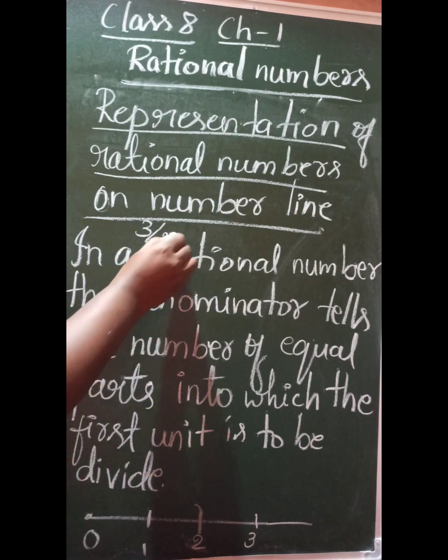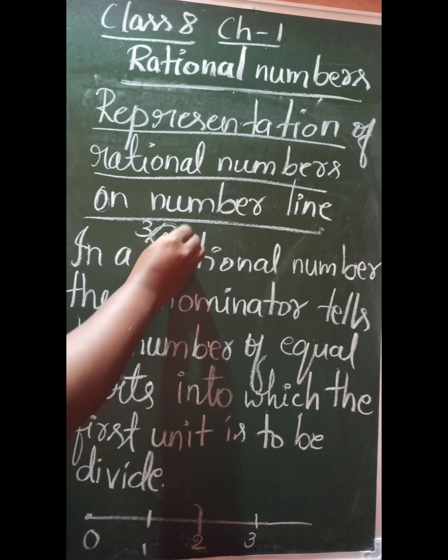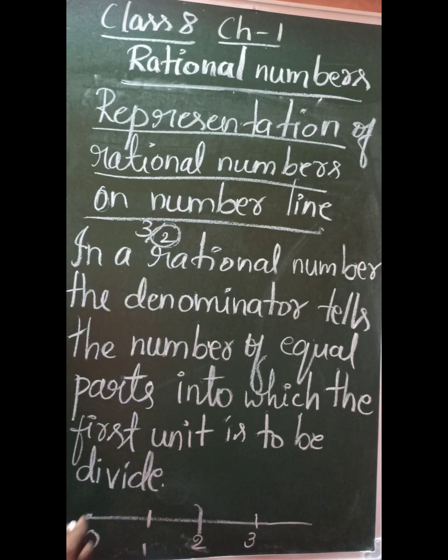whichever number is in the denominator tells us how to divide the first unit into equal parts. This is the first unit. How do we divide this first unit into equal parts? Here, into 2 units.